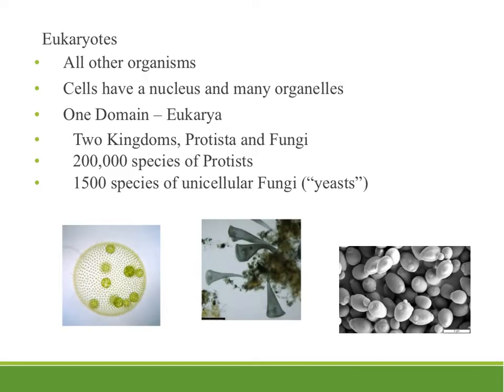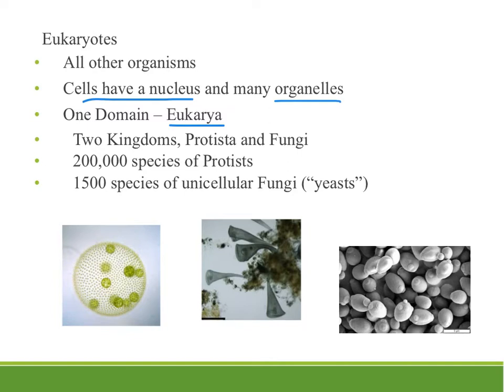Our eukaryotes are all other organisms, and these cells have a nucleus. The more traditional idea of a cell is a eukaryotic organism. They also have many different organelles where the processes that are needed to keep life happening can be contained. There's only one domain, the eukarya, but there are many kingdoms under that.